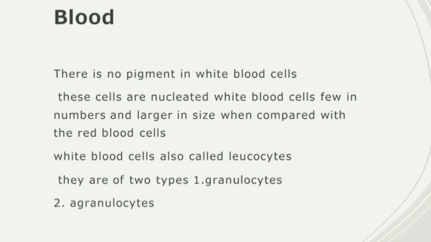White blood corpuscles or white blood cells. These cells lack the pigment, means there is no color substance, that's why they are white in color. These white blood cells are also called leukocytes. These cells are nucleated, but when we compare with the red blood cells, these white blood cells are few in number but large in size. There are two types, granulocytes and agranulocytes.